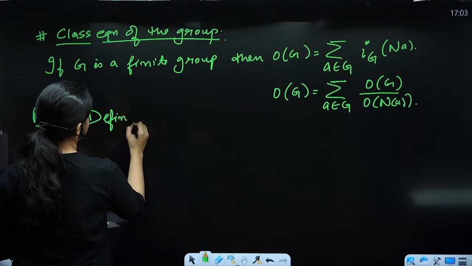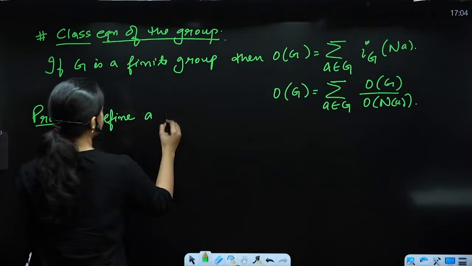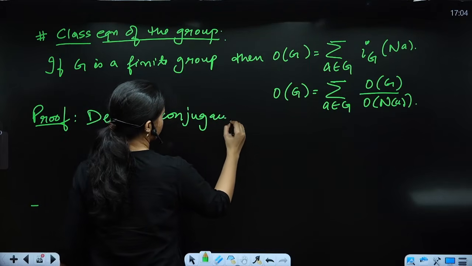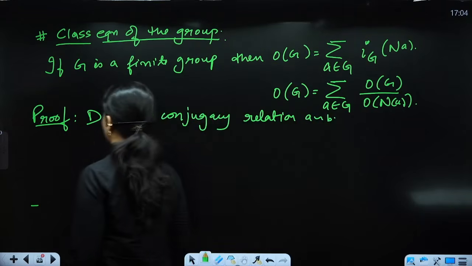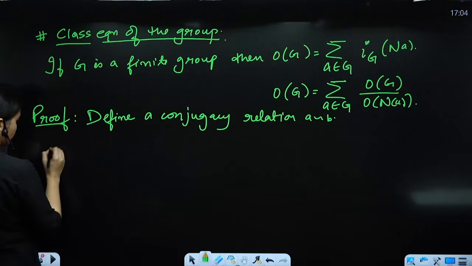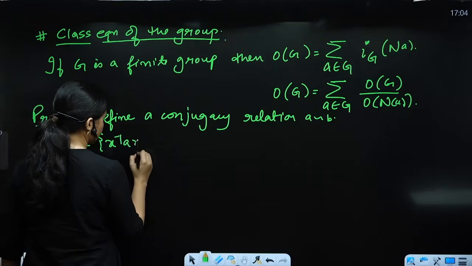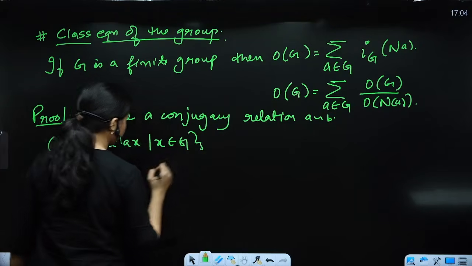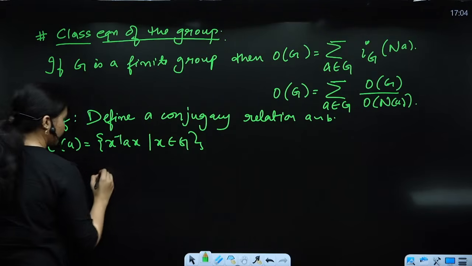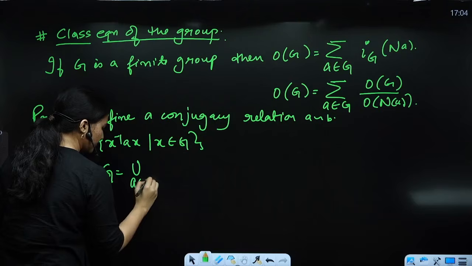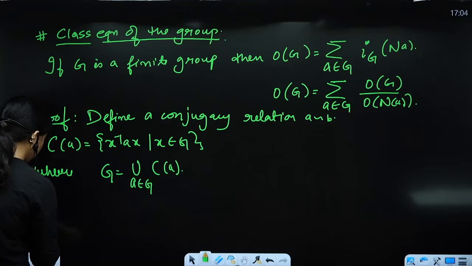Define a conjugacy relation: A is related to B such that C of A consists of x A x inverse, right, where G equals the union of all of these conjugacy classes, right?